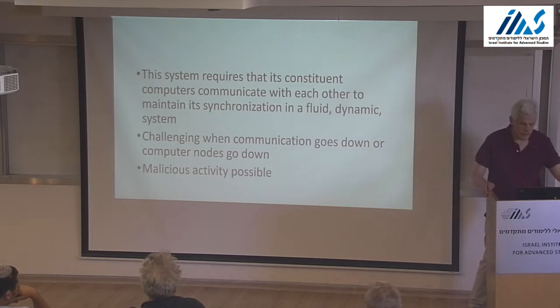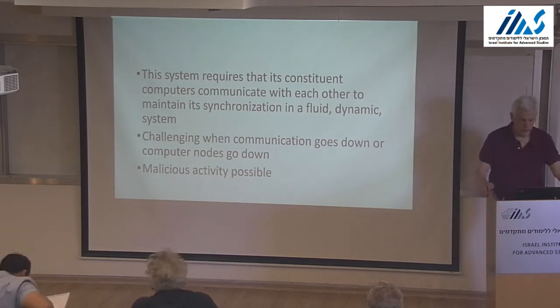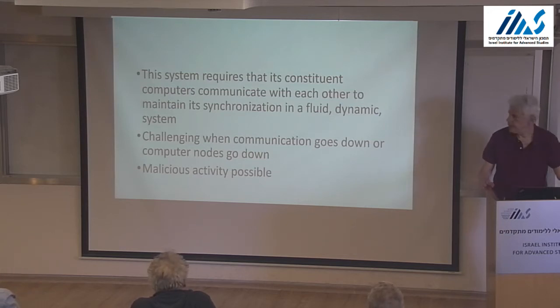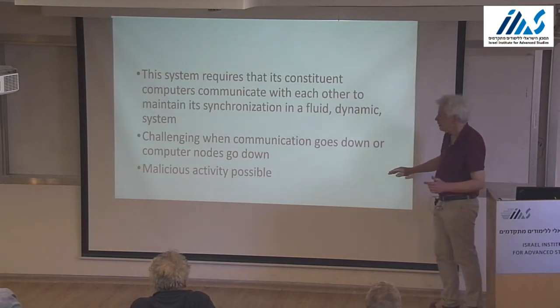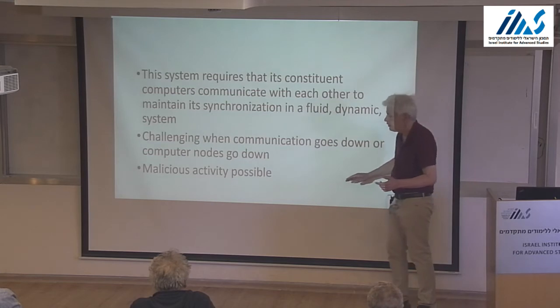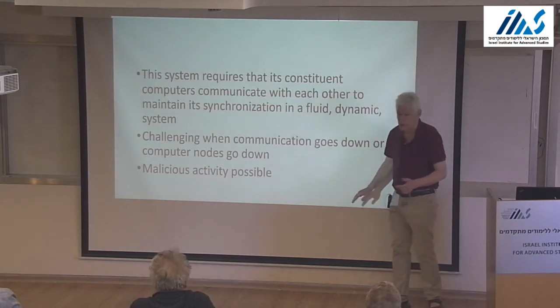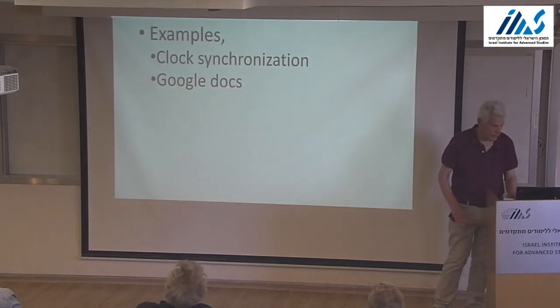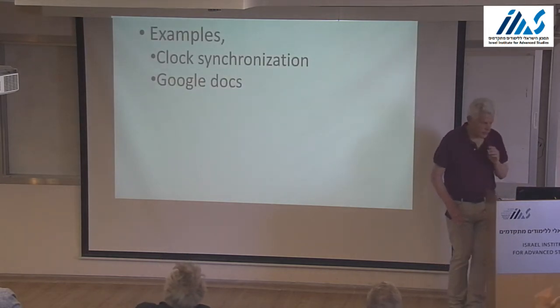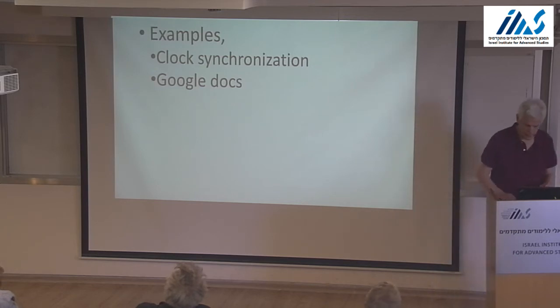So the system requires that the components talk to each other and somehow maintain consensus over what's the state of the world. In a case where communication can go down, some nodes can disappear or show up, and even malicious activity is possible. So it's pretty difficult. Here are two examples, clock synchronization and Google Docs, and I want to illustrate how novel and difficult the problem is.